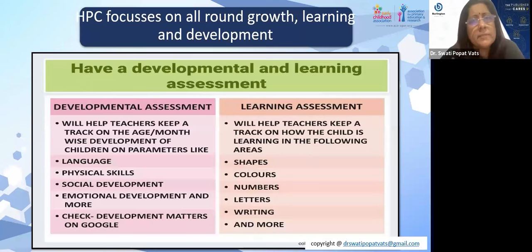And then there is a learning assessment. You taught me letters, numbers, shapes, colors, rhymes. Am I learning them? So that's called a learning assessment. So when you have both, that's called a holistic progress card. Let's see the next slide.